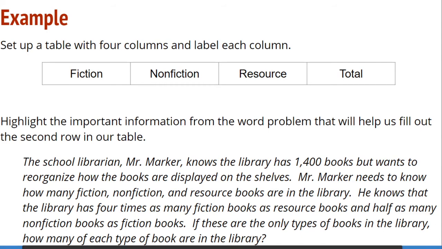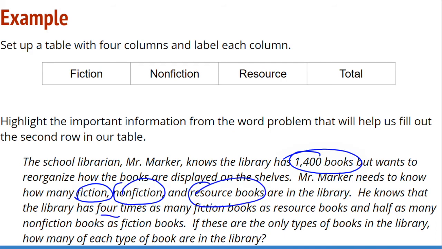And we can go back through and look at our important information. I know that the total is 1,400 books. I know that I have fiction, nonfiction, and resource. I know the library has 4 times as many fiction as resource. And I know that my nonfiction is half of my fiction. And I know that that represents the total.